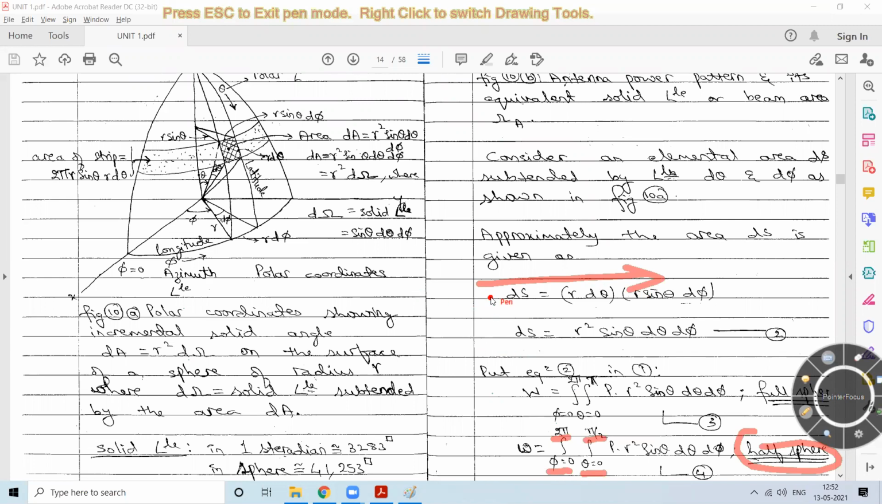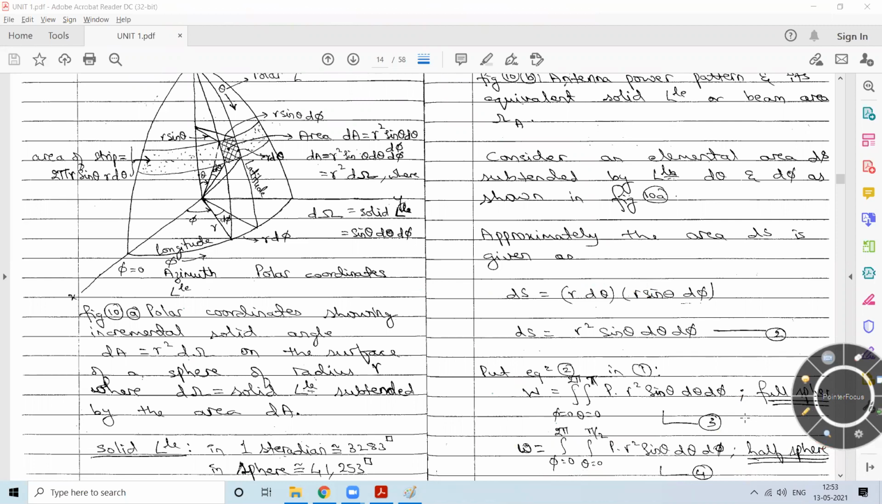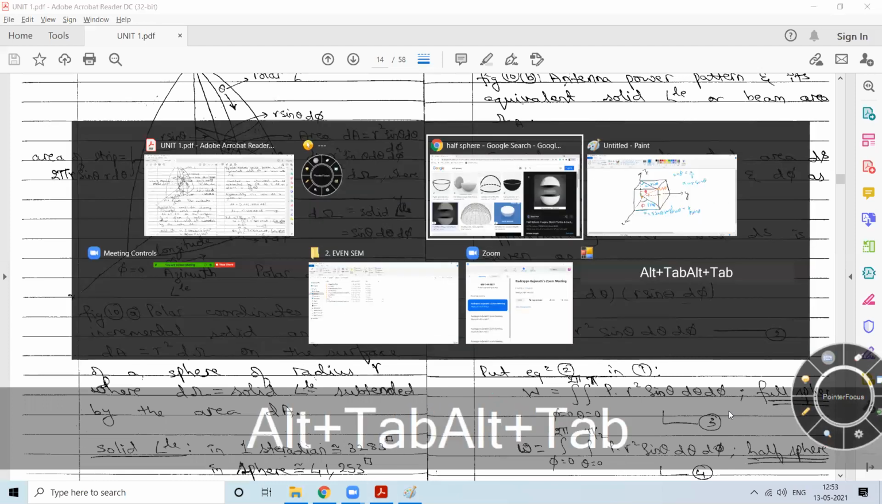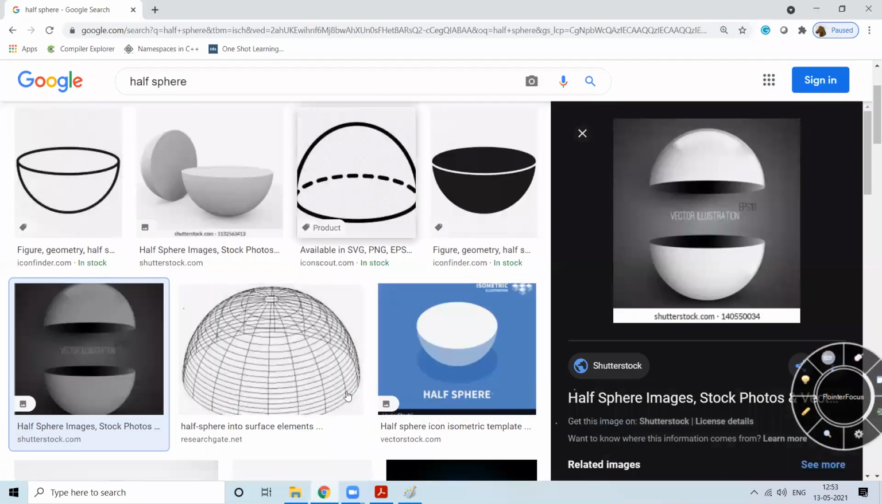So if it is only unidirectional, then I go for this case. If the antenna is unidirectional, then I go for this case, or else I'll be going for the other one. That is, I'll be considering the full sphere. If the antenna is unidirectional, I'll be considering the half sphere. So it is like, you have an antenna.